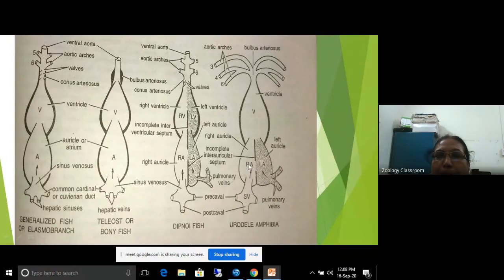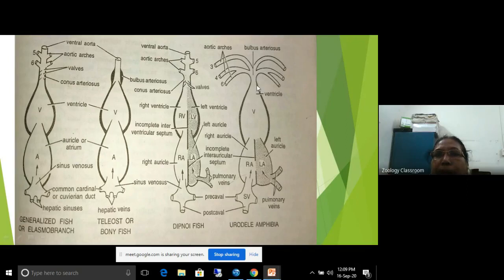The sinus venosus opens into the right auricle by the sino-auricular aperture, and in this right auricle there is only impure, deoxygenated blood. But on the left side, the pulmonary vein collects blood from the lung, which is oxygenated blood, and this is poured into the left auricle. In between them there is an incomplete interauricular septum, so mixed blood is present. In the ventricle there is no partition: two auricles and one ventricle, so a three-chambered heart.